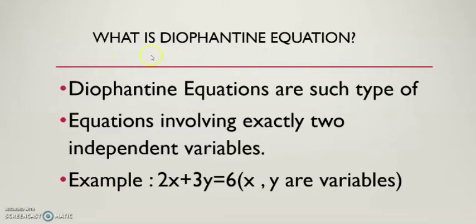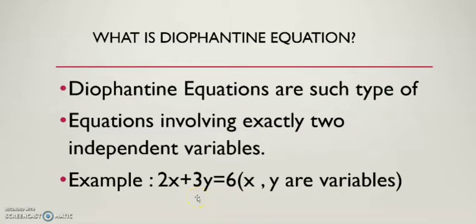So let's begin. What is a Diophantine equation? Diophantine equations are equations involving exactly two independent variables. For example, 2x plus 3y equal to 6, where x and y are variables. Here x and y are two independent variables in this equation. So this is a Diophantine equation.